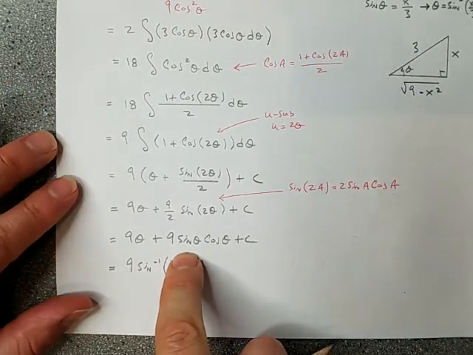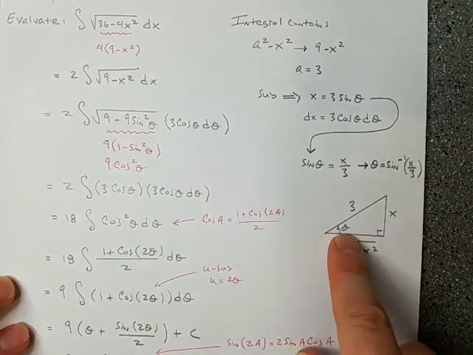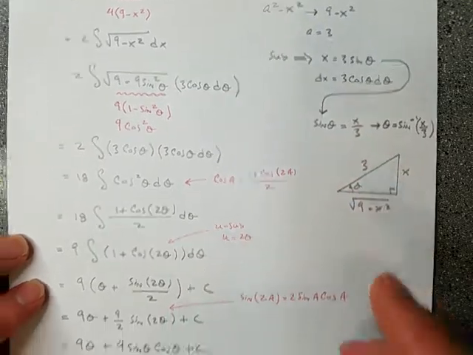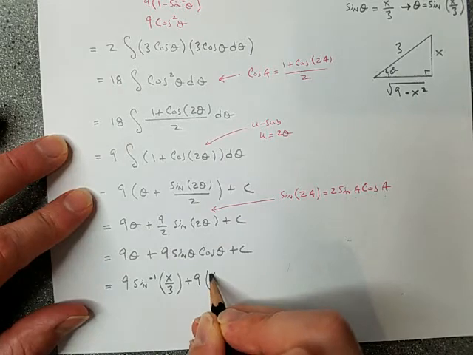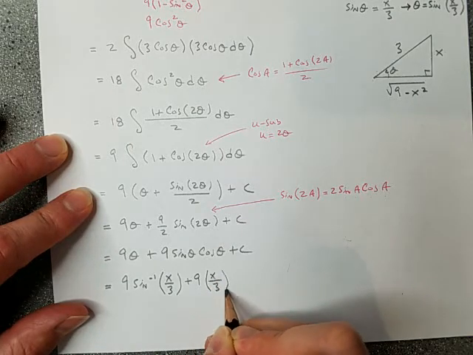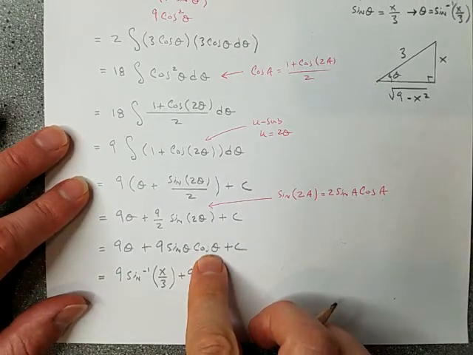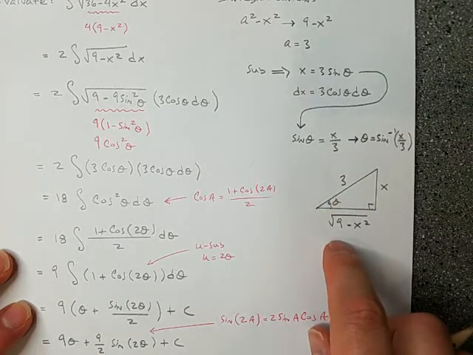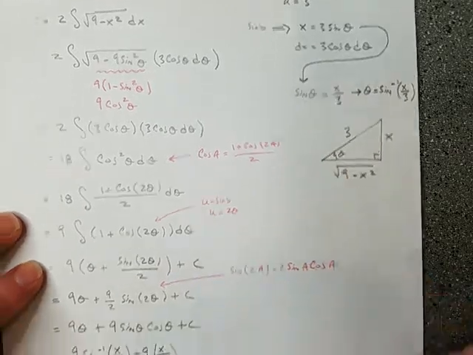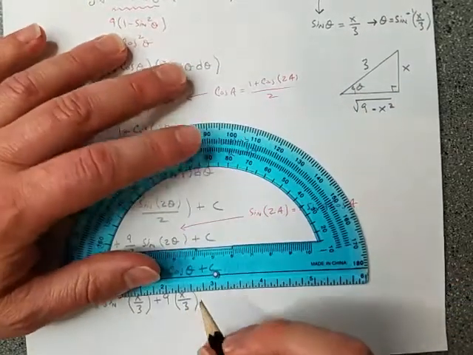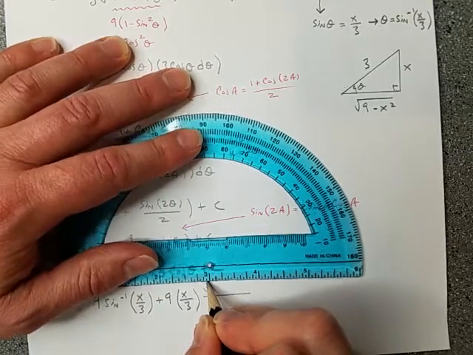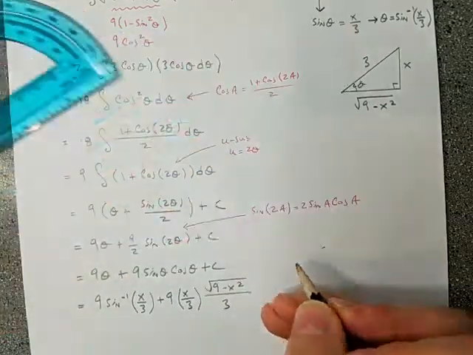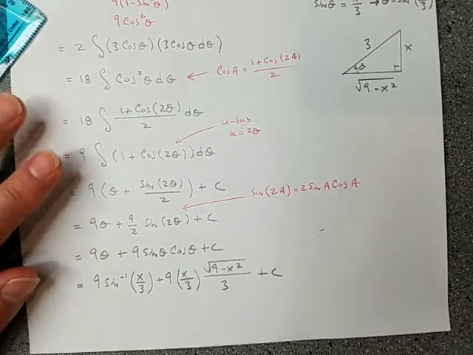Now, carry down the 9. What's sine of theta? Well, see that triangle right there? Sine is opposite over hypotenuse, so it's x over 3. What is cosine of theta? See, theta's right there. Cosine is adjacent over hypotenuse. So that will be root 9 minus x squared over 3. Let's see. So I think we got it then.